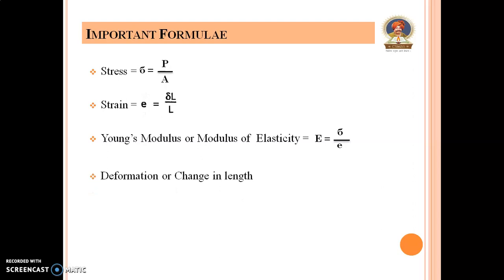Deformation or change in length, delta L. As we know that Young's modulus is equal to stress upon strain. Now here put the value of stress, that is P by A, and value of strain, that is delta L upon L. Then the equation becomes capital E is equal to P by A upon delta L upon L. After solving this equation, we are getting the value of delta L is equal to PL upon AE. These are some important formulas that we are going to use to solve the examples.